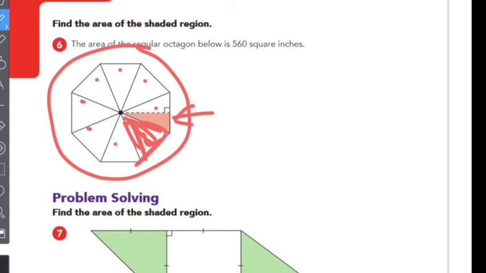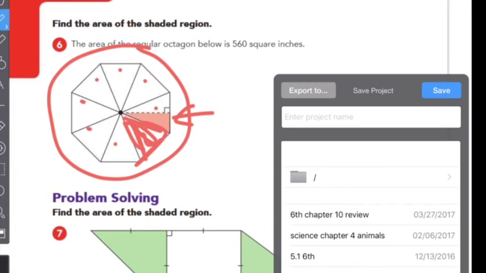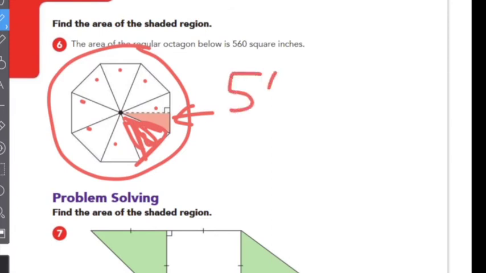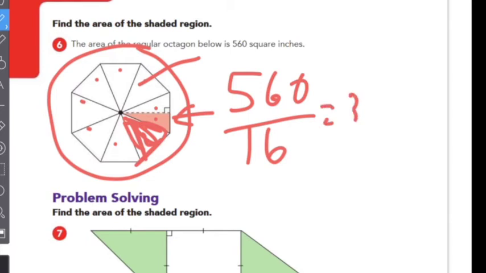So I could do a couple things, but the easiest thing to do is divide 560 by 16. The reason why 16 is because there's going to be 16 pieces if each one of these is half. Now listen, if you divide it by 8, which is fine, you're going to get 70 inches squared, but you're going to have to divide that by 2 because 70 inches squared represents one triangle, but we need half of it. So you could do either way, but in the end, the answer is going to be 35 inches squared.